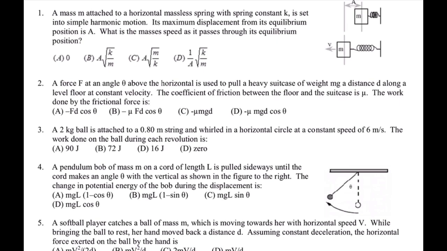Some mass M is attached to a horizontal massless spring with spring constant K, is set into simple harmonic motion. Its maximum displacement from its equilibrium position is A. What is the mass's speed as it passes through its equilibrium position? Okay, so this is a simple harmonic motion question, and the key to solving it is going to be energy conservation in simple harmonic motion.